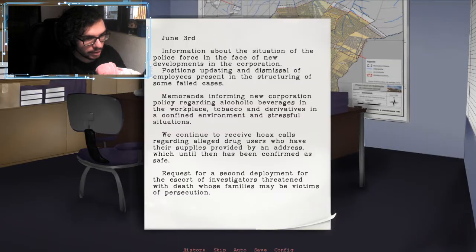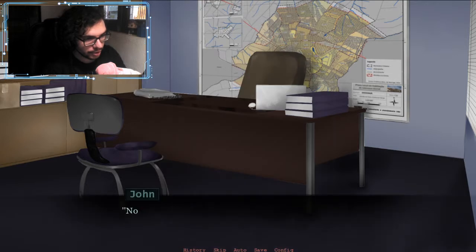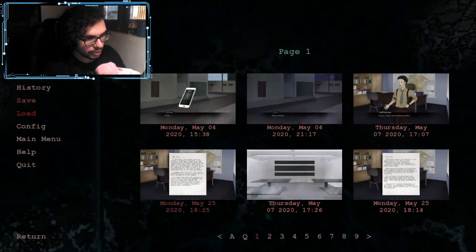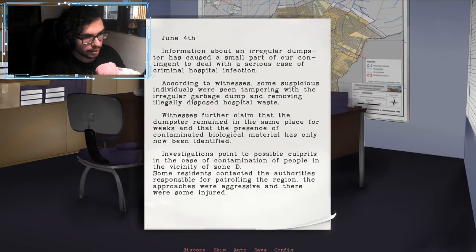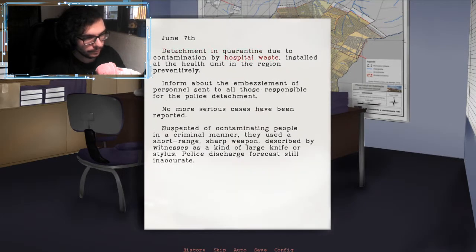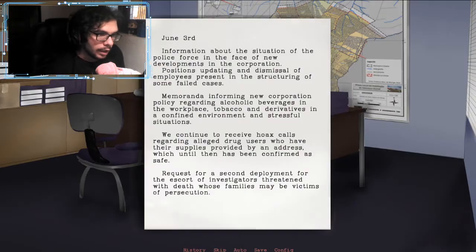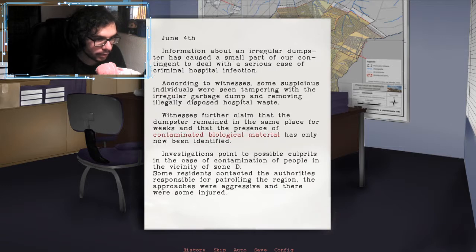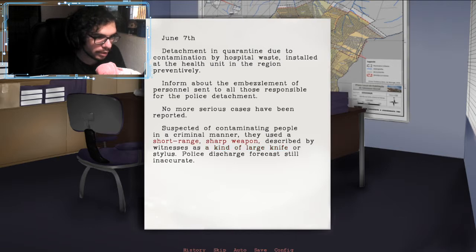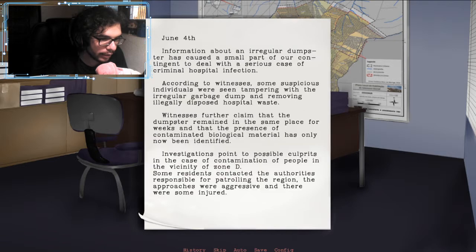Gonna need a possible knife. Oh, another memo. Injured. Washable knife. Garbage. Okay. Washable knife and garbage. Okay. Infections, undead, aggressive, injured, happen, sharp, inaccurate, okay.